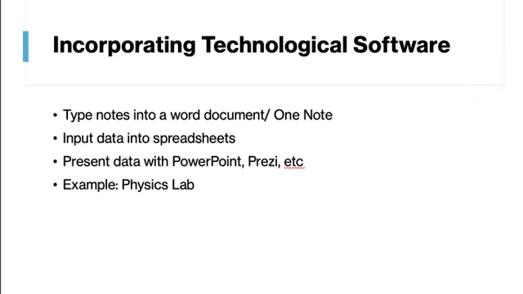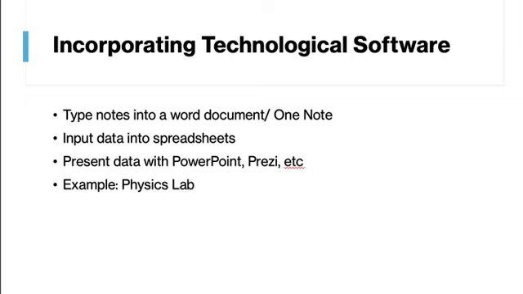Now, another way to integrate technology is to incorporate technological software. You can allow your students to work with software, and this may take some time at the beginning, but it's going to benefit your students overall. Instead of asking students to handwrite vocabulary words, you could have students type them into a Word document or a OneNote or Google Docs. If you're collecting data in lab, you might have students input their data into Google Sheets to combine the overall class data.